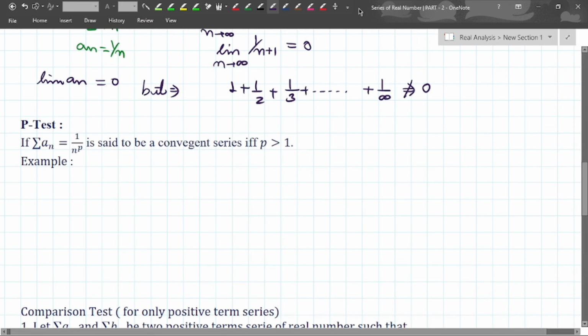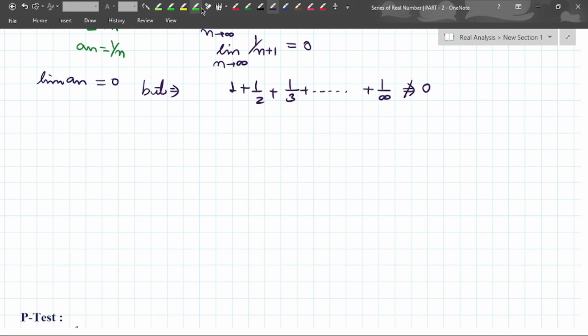What is SOPS? First of all, I will explain that thing. What is the meaning of SOPS?